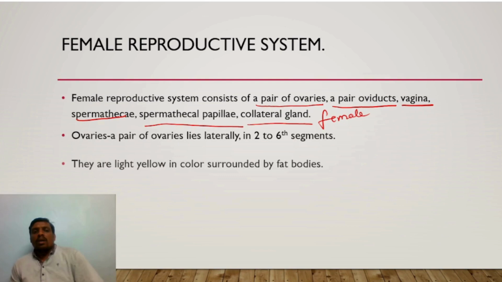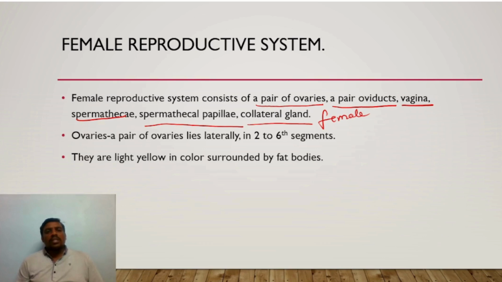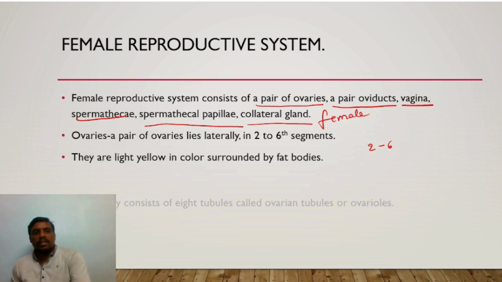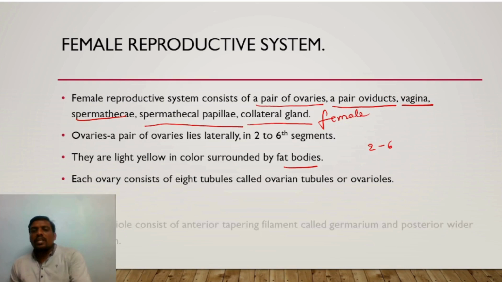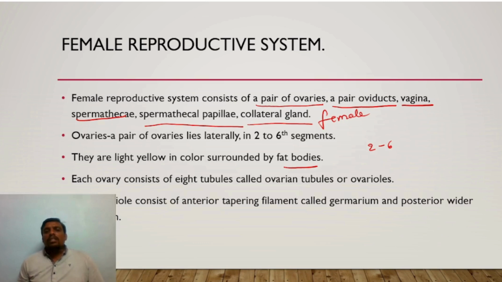Ovaries are paired structures. A pair of ovaries lies laterally on the second to sixth abdominal segments. They are light yellow in color, surrounded by fat bodies. Each ovary consists of tubular structures, 8 in number, called ovarian tubules or ovarioles. Ovarian tubules are otherwise called ovarioles.